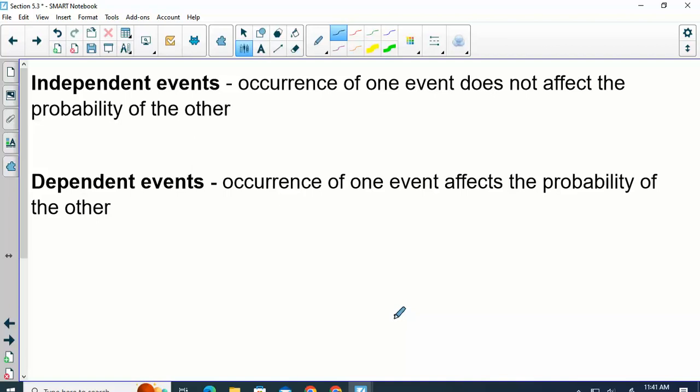Dependent is when the occurrence of one changes the probability of the other. So if I said the probability that it rains today and the probability of having a softball game, would those be independent or dependent events? Dependent, because if it rains, what happens to the probability of having a softball game? It's going to go down. Knowing one thing happened will change the probability of the other. So that's independent and dependent.